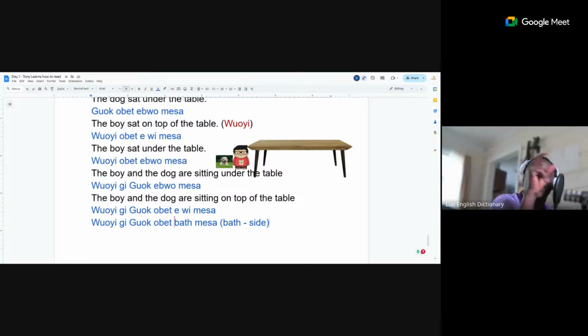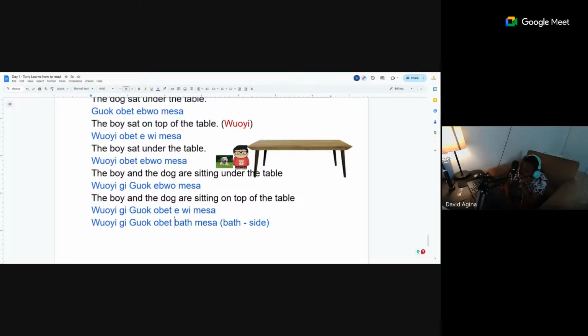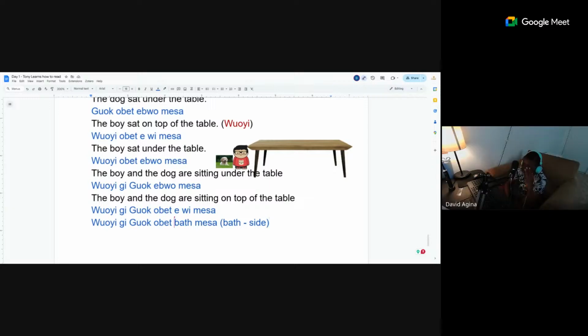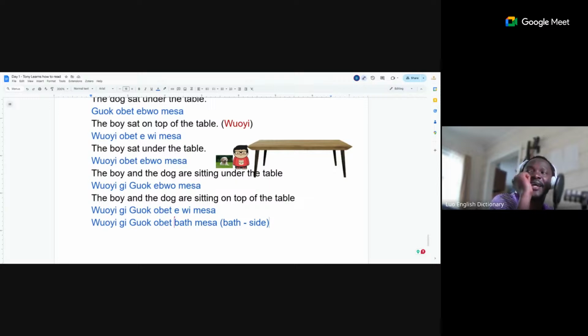Buo, we, bath. Say that again. We. Top. Buo. Bath. Yep. Top, bottom, side. We, buo, and bath. Now, yes. So now the last thing we want to do is the boy is on top of the table. And the dog is on the side of the table.